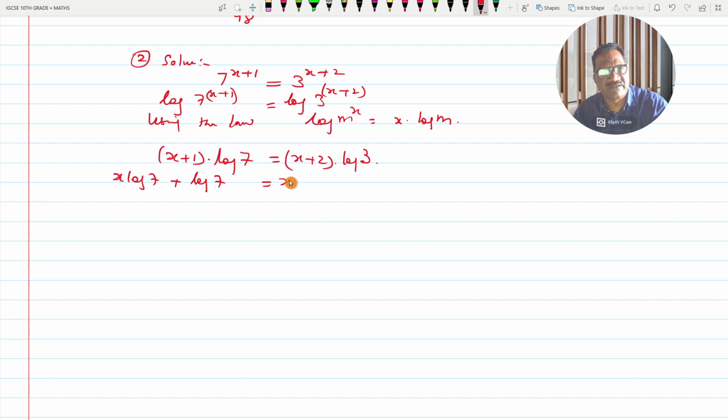Here you will get x times log of 3 plus 2 times log of 3. I'll just remove the bracket. Now what can be done is, this x terms I'll take on one side. So x log of 7 minus x log of 3 will be equal to 2 log of 3 minus log of 7. I've just taken these terms on one side and these two terms on the other side.